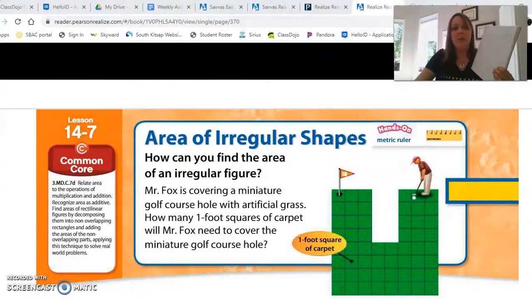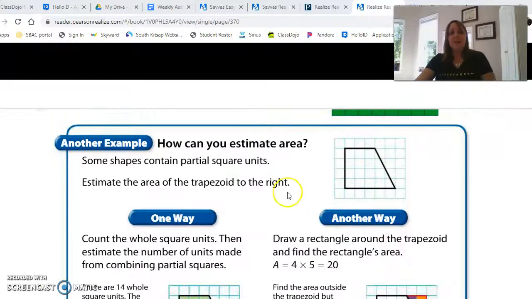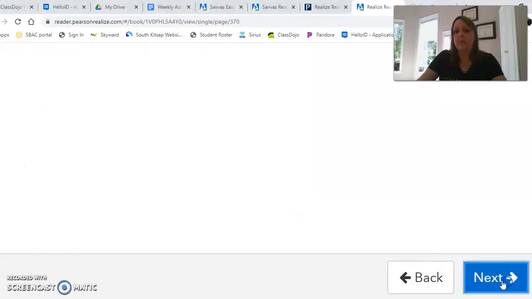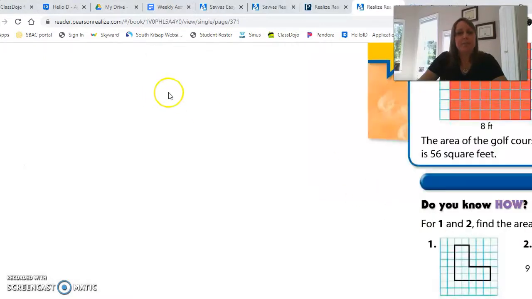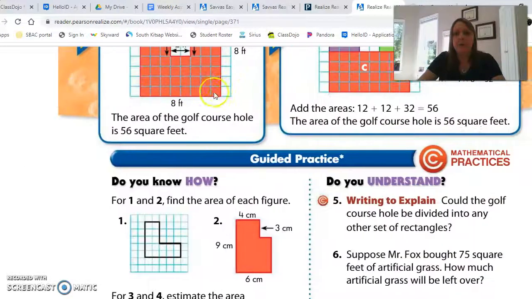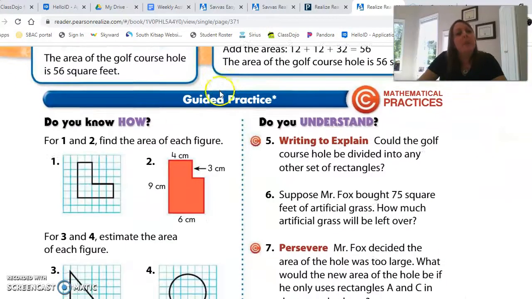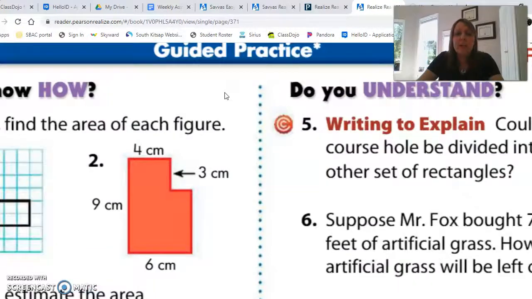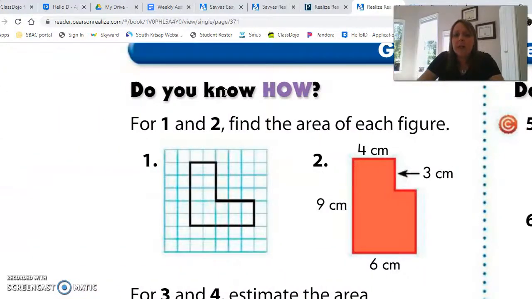All right, here we go with number 1. On this one here, we're just going to skip straight over to number 1 and get started. Whoa, sorry, it's so zoomed in. All right, for numbers 1 and 2, find the area of each figure. Now I'm going to zoom in even more on number 1 so we can get just a little bit better view. Now here is a shape. It is the shape of an L.